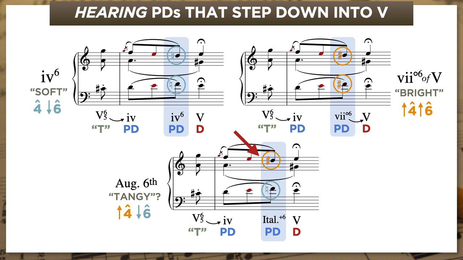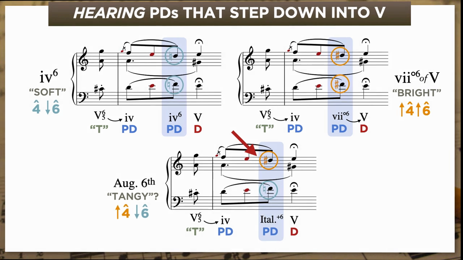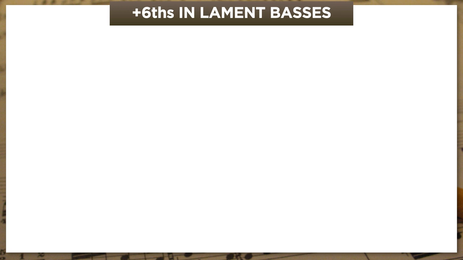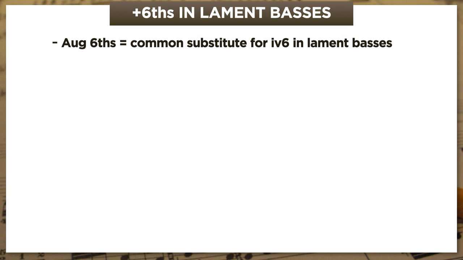Our last thing today is to look at some ways that augmented sixth chords can appear in lament bass lines. This, of course, takes us back to the topic of lesson 28, and if you remember that video, you might be interested to know that augmented sixth chords are a really common substitute for 4-6 in lament basses, only one note off. That makes it the penultimate chord, the one that leads right into 5, and this happens in both diatonic and chromatic laments. So, let's start by visualizing the path that a lament bass takes when it walks down from 1 to 5.